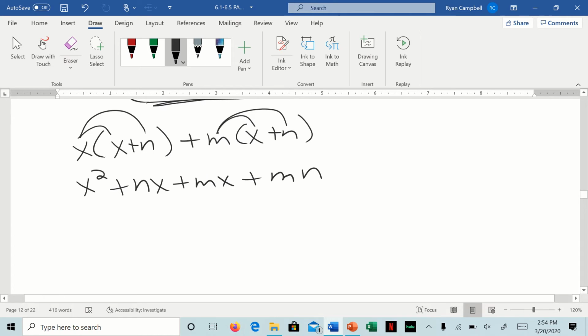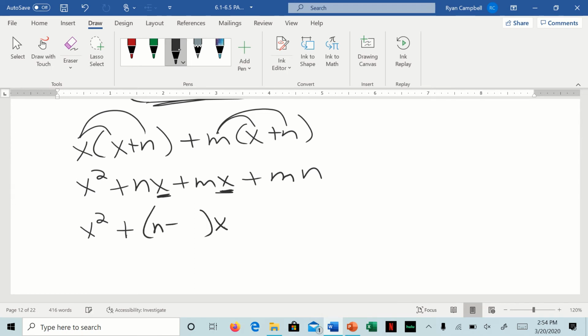So how can we combine like terms? Well, if you see, here's an x and here's an x. So we can say x squared plus, we can kind of do what we did earlier, right? Factor out the greatest common factor, which would be x in this case. So that would be n plus m times x, right? Plus mn. And again, if this is confusing, don't really worry about it.